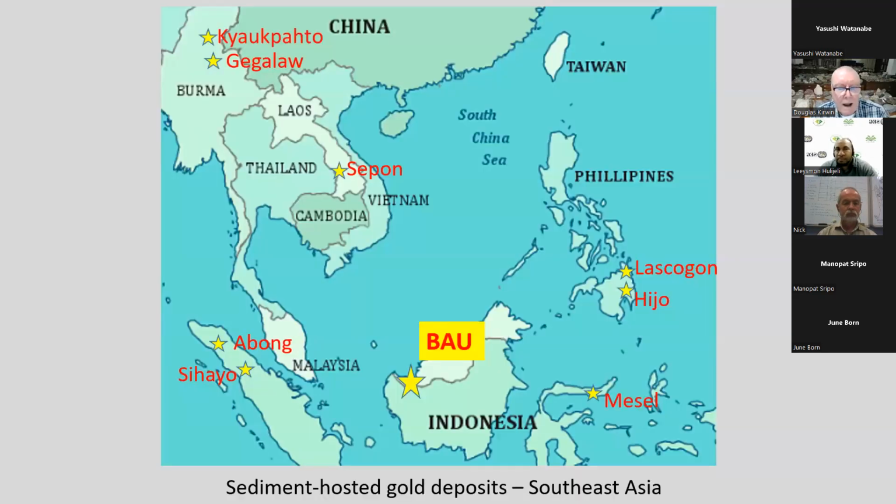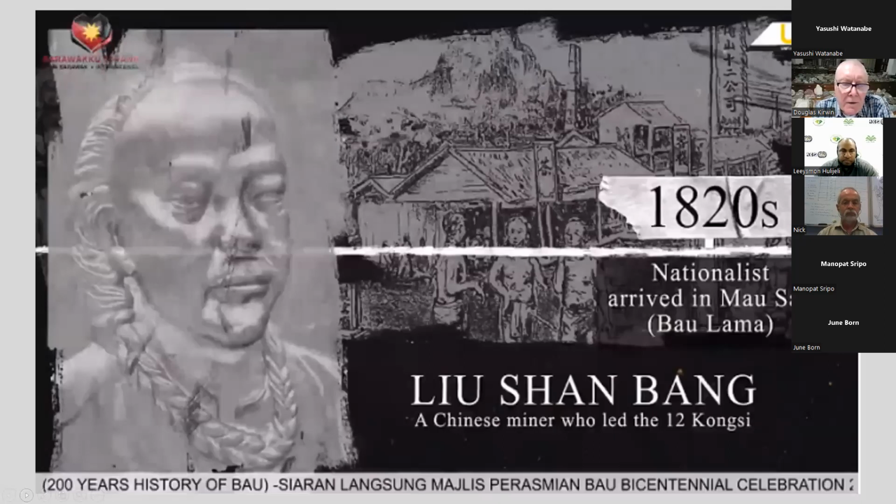If we now move to Bau, which is located in the Malaysian province of Sarawak, this has a lot of different styles of mineralization, including sediment-hosted gold, and it has a very long history. Approximately 200 years ago, Chinese entrepreneurs moved into the Bau Gold District, and in particular, one Lu Shanbang set up well-organized kongshis or work parties to extract gold way back in 1820. So Bau has more than 200 years of history of gold production.